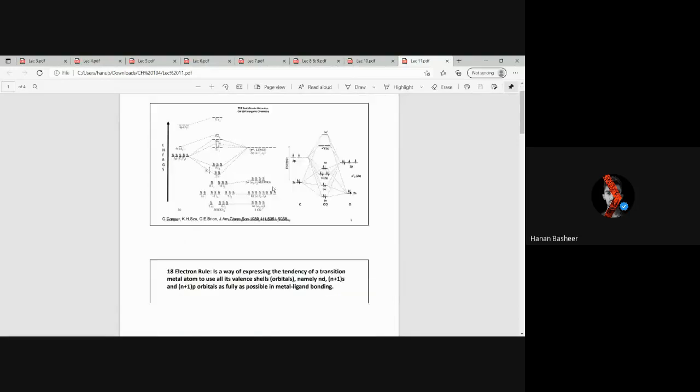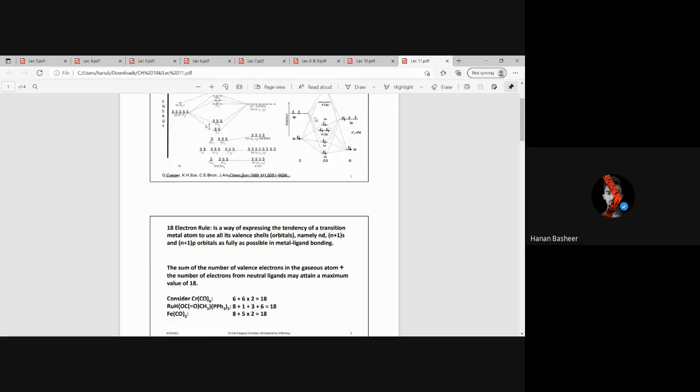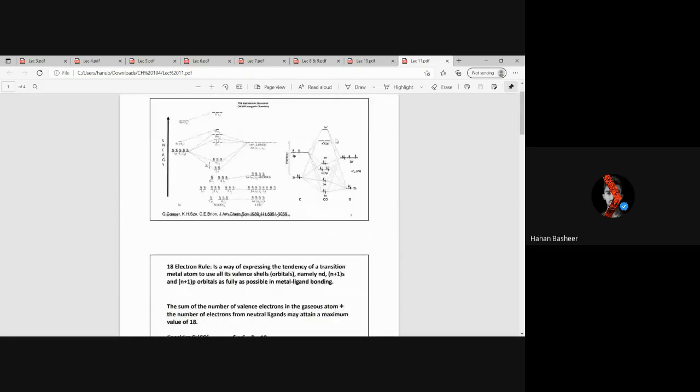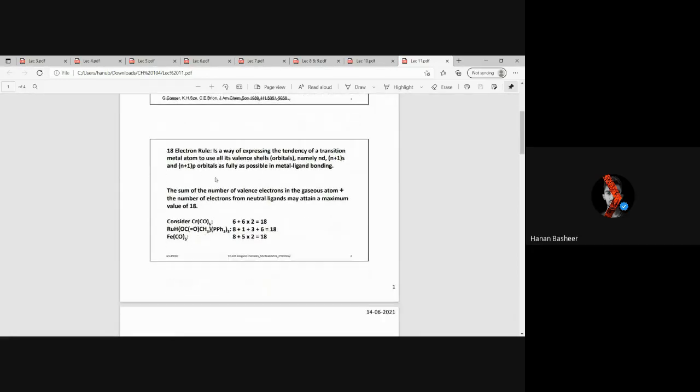So here we are discussing how these electrons are shared. So here we see that there is a bonding between nickel and carbon monoxide. So first we do the splittings, and then after we bond we get these structures, this table I mean. Then the 18 electron rule. This is the rule by which we can determine the tendency of a transition metal to use all its valence shells.